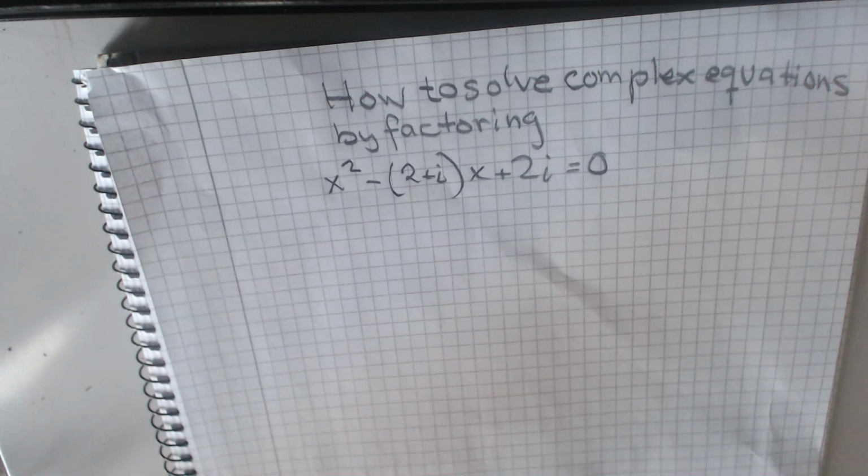I'm going to discuss how to solve complex equations by factoring. And the equation is x squared minus (2 plus i) times x plus 2i equals 0. And I'm going to use the completing the square method.